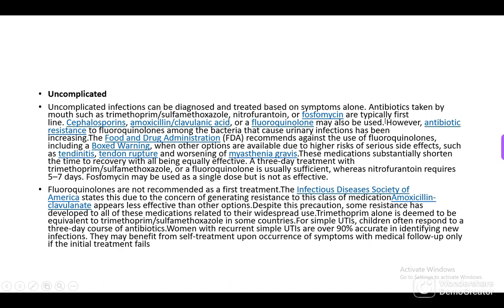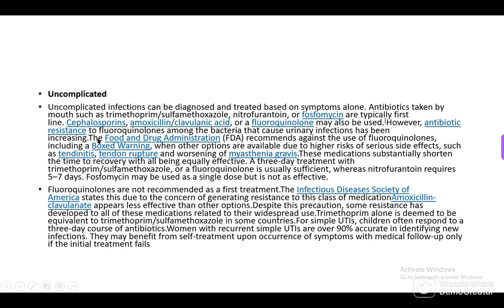Uncomplicated infection can be diagnosed. Uncomplicated. Antibiotics taken by mouth, such as Septran, cotrimoxazole, nitrofurantoin, fosfomycin, are typically first line. In different countries, they are using these drugs, and Septran, or cotrimoxazole, is very important. Then come the cephalosporins, Augmentin, that is amoxicillin with clavulanic acid, or fluoroquinolones. The 2nd generation, 3rd generation can be used.